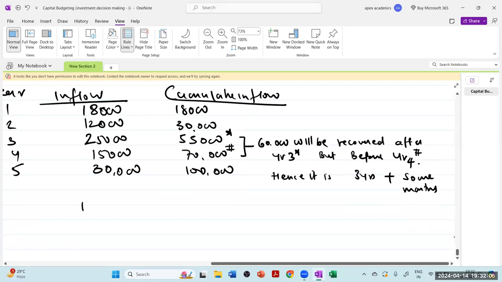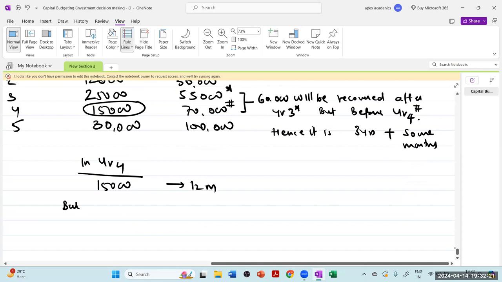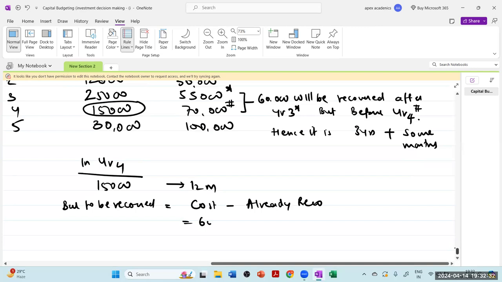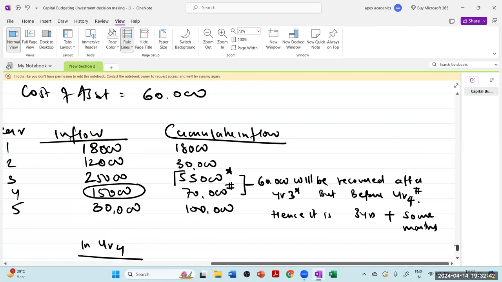Now, in year 4, you have recovered how much money? 15,000 rupees. This is 12 months of performance. What is the balance to be recovered? It is equal to cost minus already recovered. What was the cost? It was 60,000. What have you already recovered? Year 1 plus year 2 plus year 3. What is the total of all of these? The cumulative value over here is 55,000.